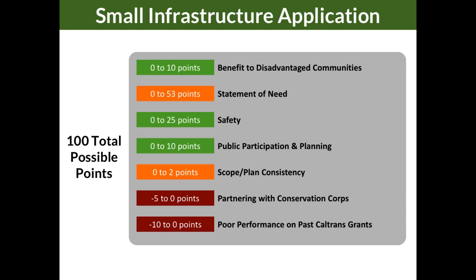Next, going into the infrastructure application. There are three infrastructure applications that were mentioned. This is the $1.5 million and less. We're looking at, again, the benefits to disadvantaged communities, a question similar to other questions, looking at how you can identify your community. And then the statement of need here, as you can see, is 53 points. It's very weighty in this application. You really need to demonstrate what's happening here. What is the context? Why is this specific project needed here?